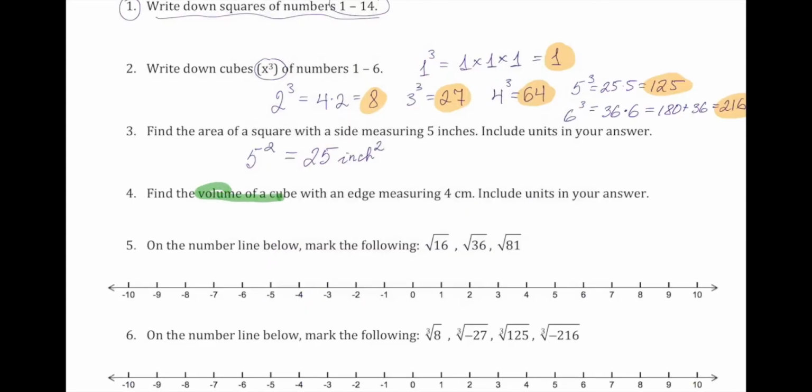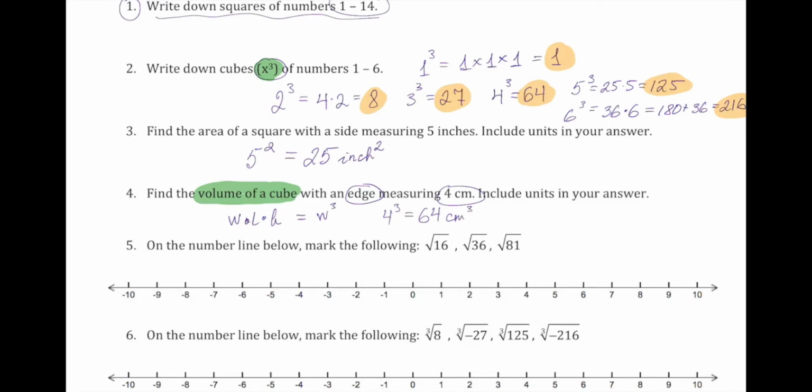Now the volume of a cube sort of should remind you that a cube is something multiplied by itself 3 times. So the volume of a cube is width times length times height. And since it's a cube, they're all the same. So you can say width cubed, or one side, or the edge, actually it's called the edge cubed. So if it's 4 centimeters, 4 cubed is 64. And centimeters cubed are centimeters cubed.